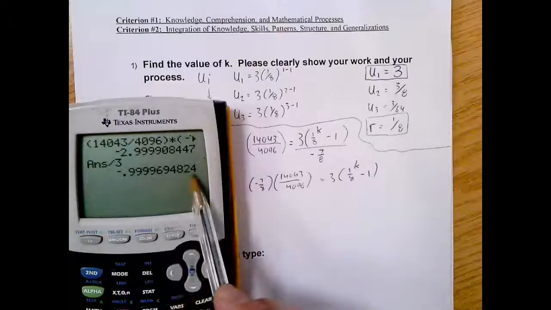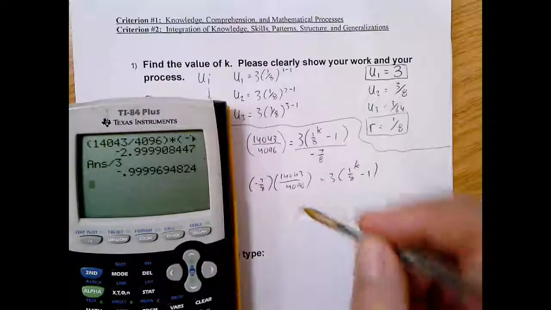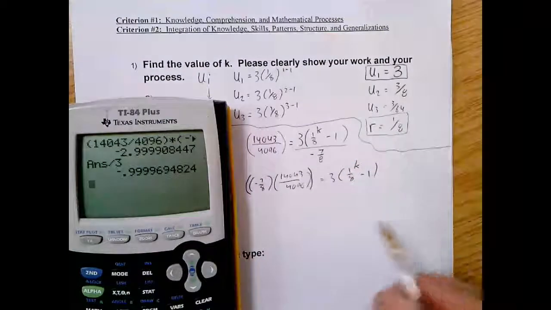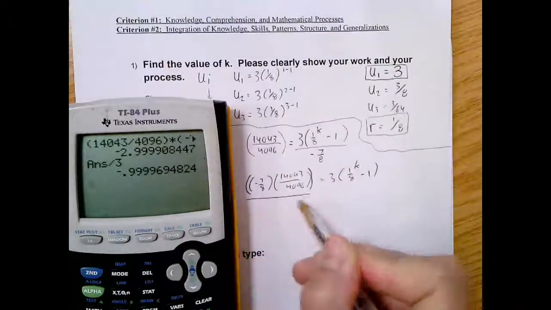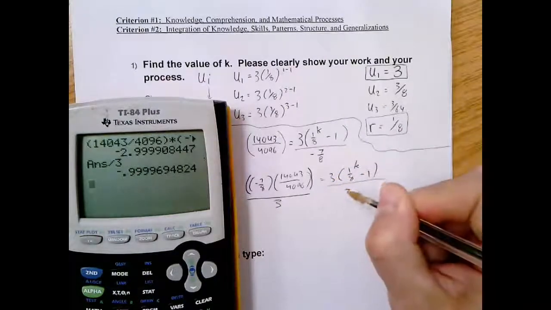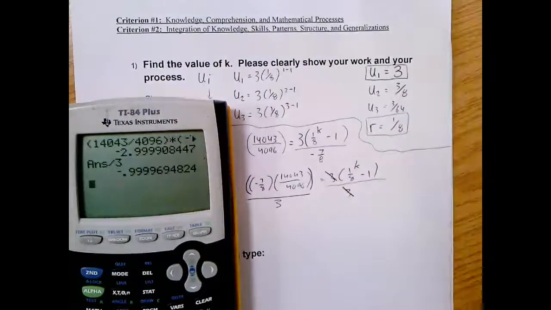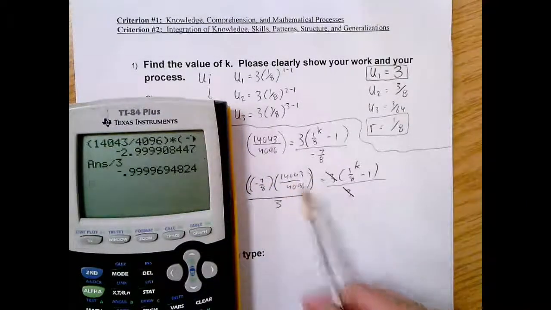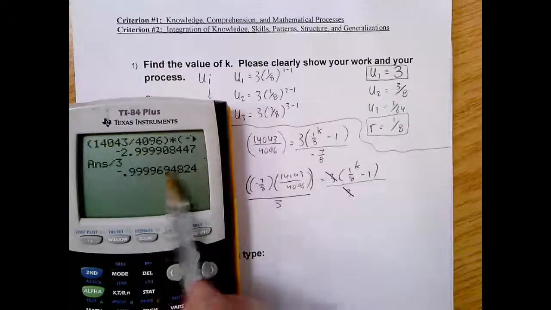And what this value now represents is all of this. Let's just parenthesize that. All of that divided by 3. This 3, I divided both sides by 3. Those 3's canceled. So this is where I'm at in the process. And this is how it's represented on my calculator.